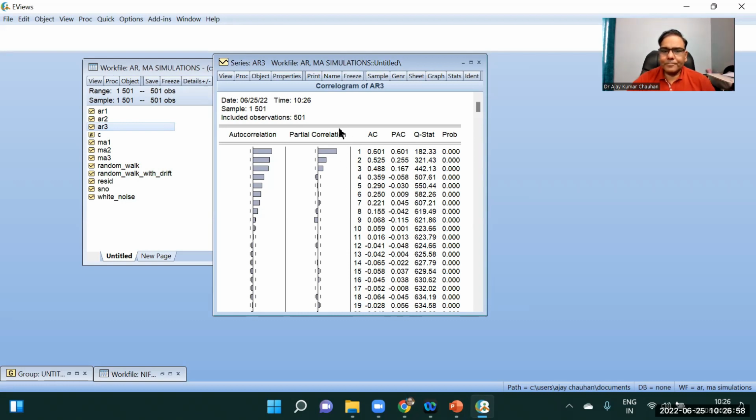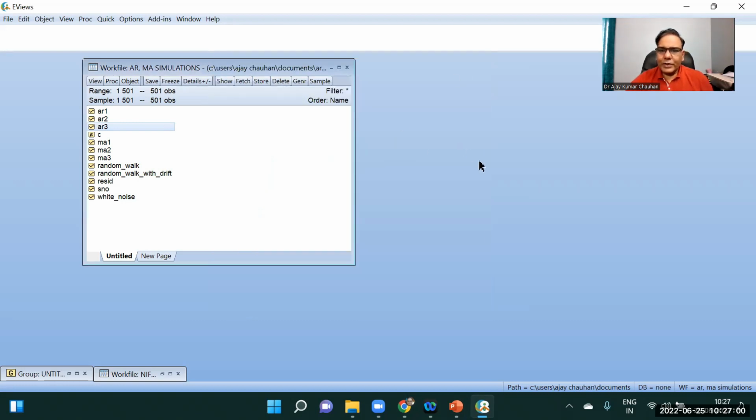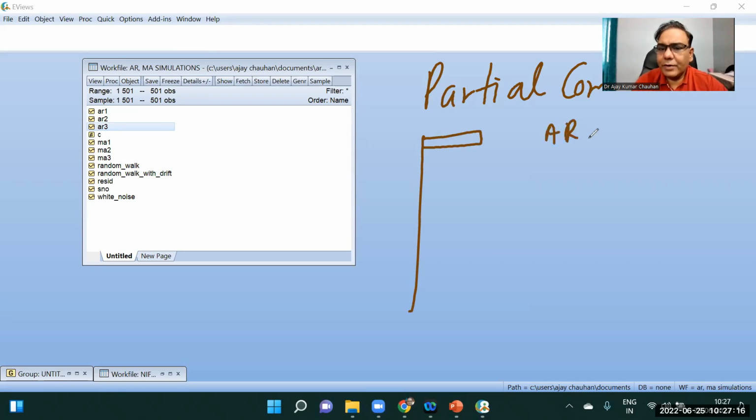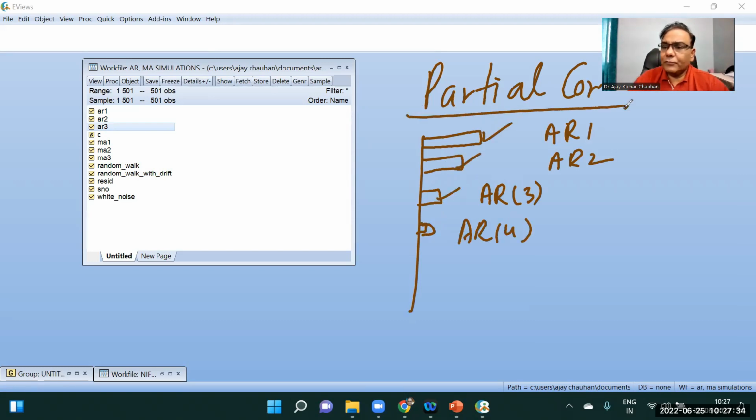Okay. So in the correlogram, in partial correlation, my conclusion is that if only 1 spike is there, it is AR1. If 2 spikes are significant, this is AR2. If 3 spikes are significant, it is AR3. If 4 spikes are significant, then AR4. So how many spikes are significant here in partial correlation will tell you how many AR terms you have to include in the ARIMA forecasting.